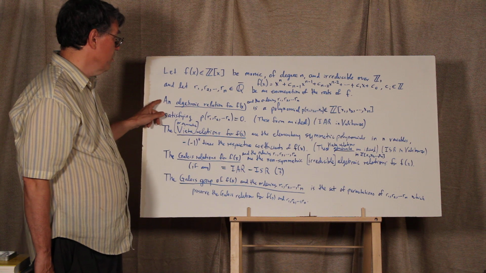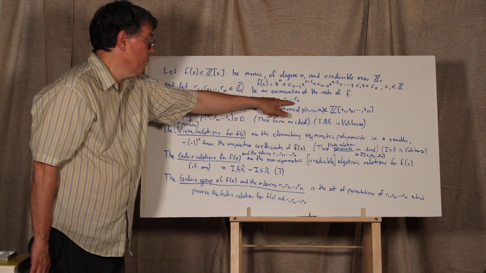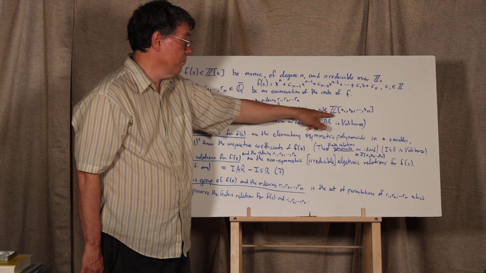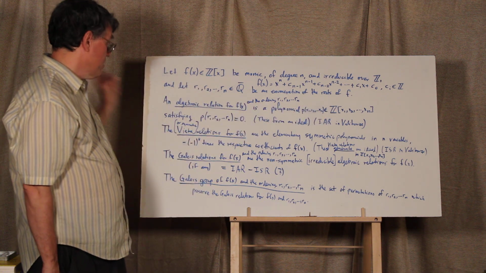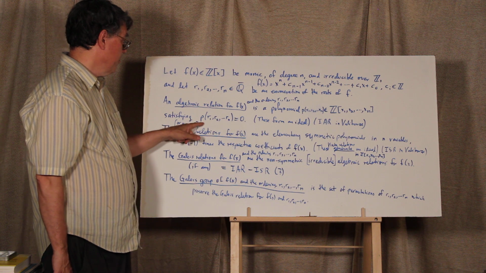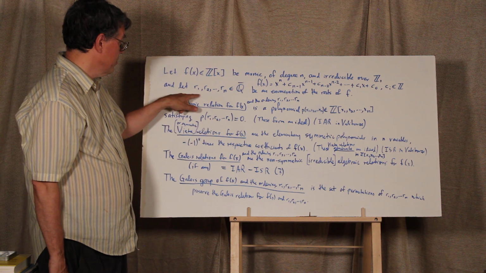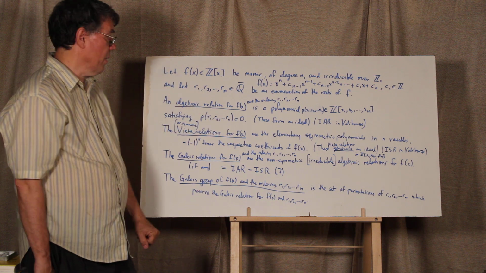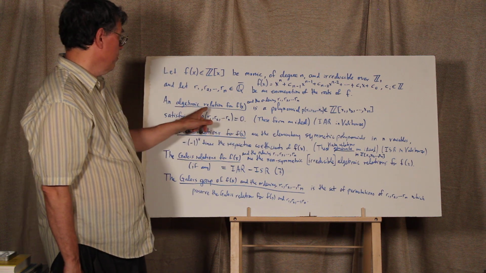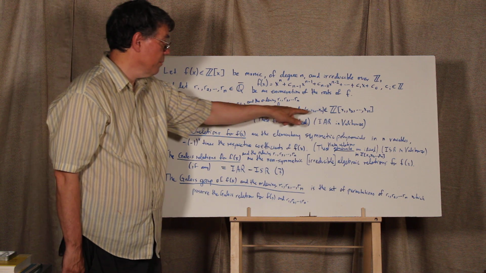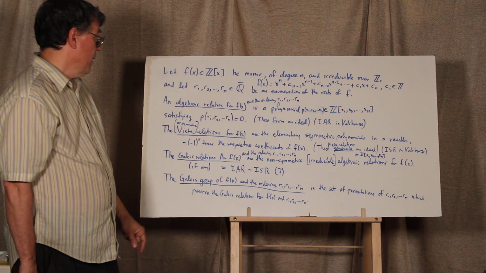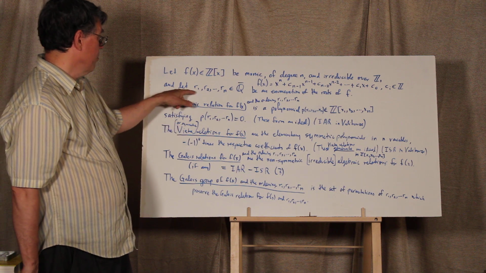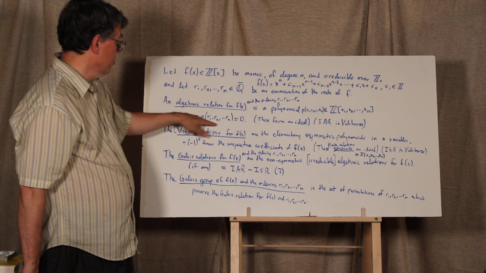Okay, so we have a polynomial, we have our set of roots in order, and now we're going to define a few more concepts here. An algebraic relation for f of x and the ordering R1 through Rn is a polynomial in n variables, again with integer coefficients, such that the value of that polynomial evaluated at this set of roots in this order equals 0. Okay, so we have algebraic relations. They're multivariate integer polynomials, and they have the property that when you plug in these roots in this order, you get 0.